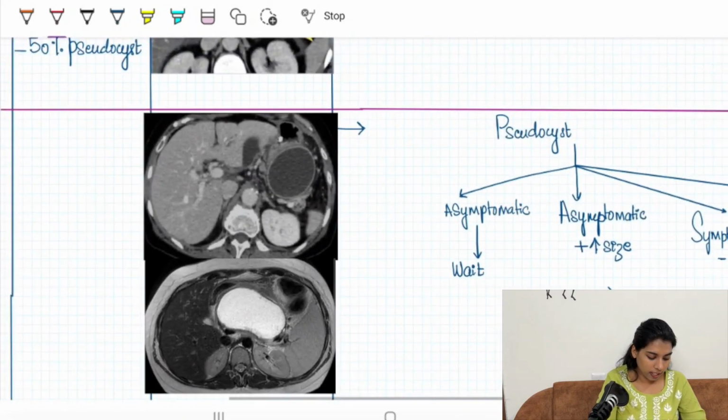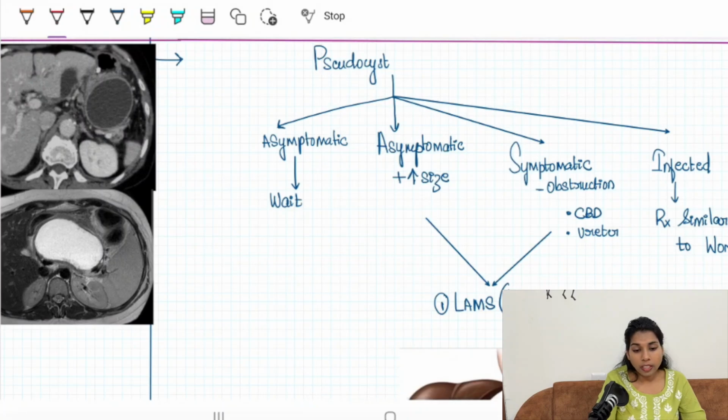Now, how do we treat a pancreatic pseudocyst? If a patient comes to you with a pancreatic pseudocyst and is completely asymptomatic, you can still wait and watch for some time. However, if the pseudocyst continues to increase in size, or is causing obstructive symptoms because of pressure effect on the CBD or on the ureter, then you need to start the treatment.